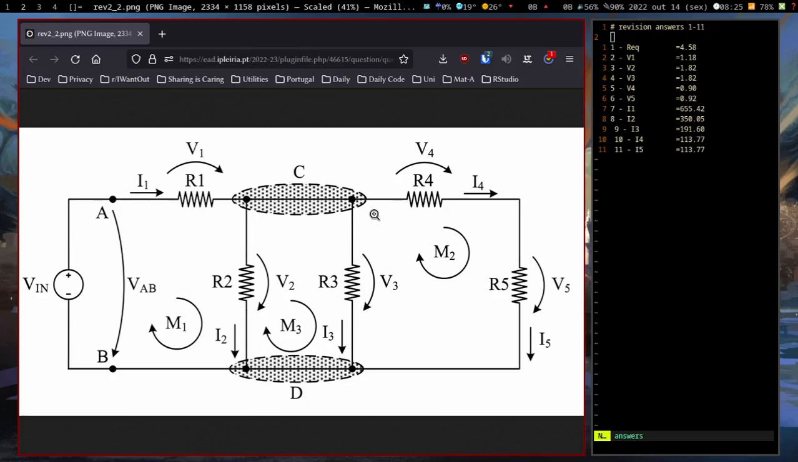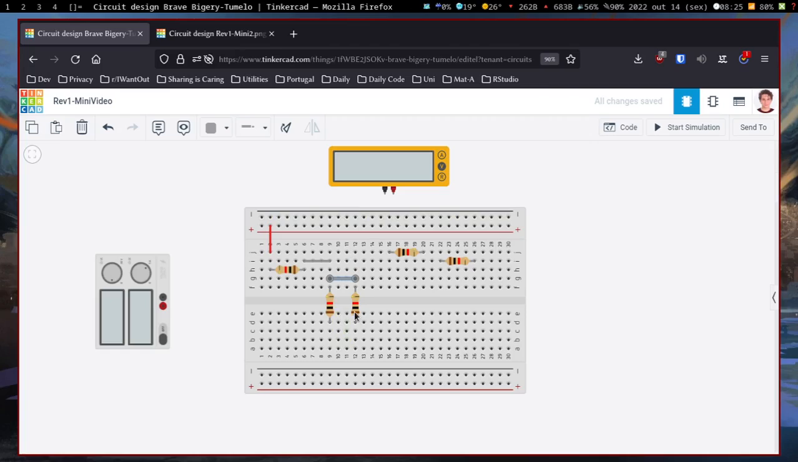Last thing, R3 and R4 also come from the same point. So this is R3 and this is R4. We need a link between those lines. Done. Sorry, this is wrong.